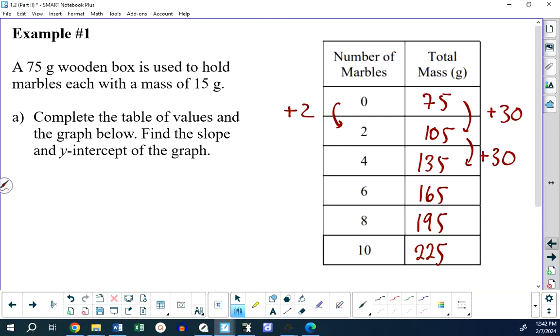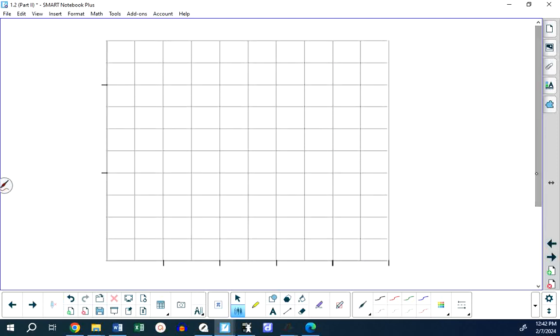First of all, is this linear? Yep. Goes up by 2, goes up by 2, goes up by 2. Marbles, marbles, marbles. Goes up by 30 grams, 30 grams, 30 grams. It's linear. How many data points do we actually need to graph so that we can draw the line? 2. Because it's a straight line. As long as we get 2, we're good. Keep that in mind. So I have to graph this up to 10 marbles.